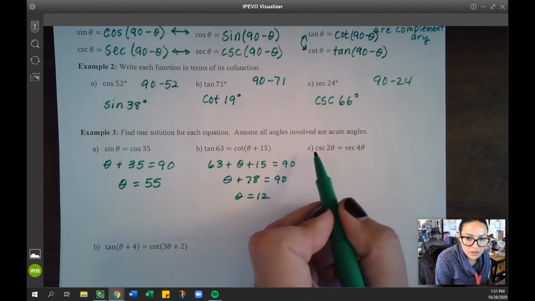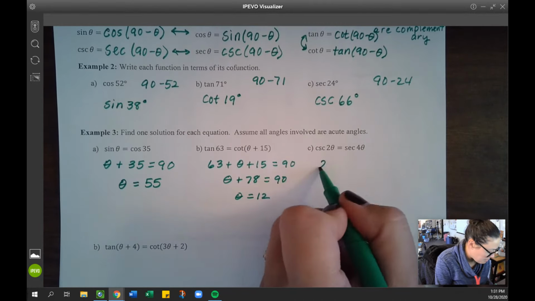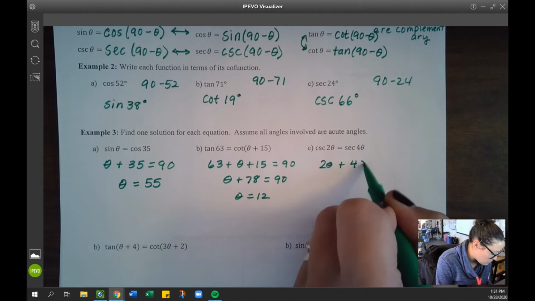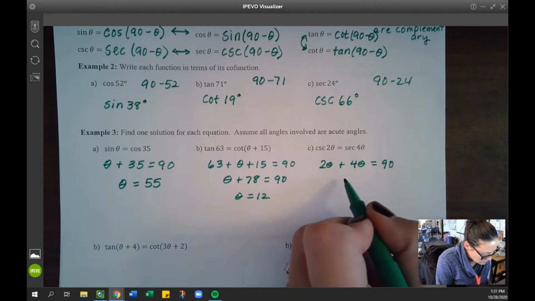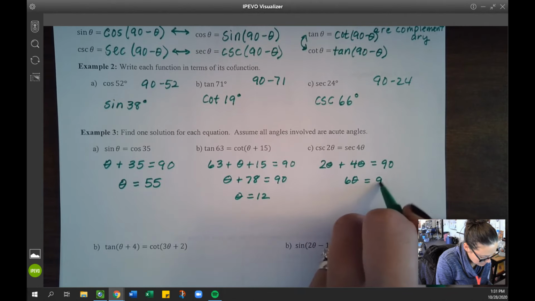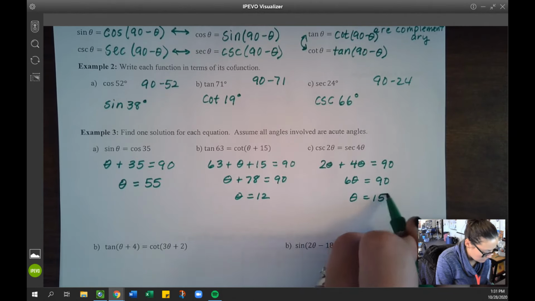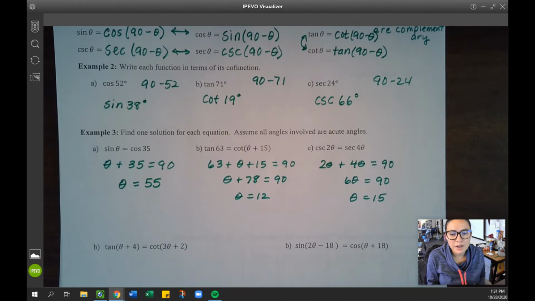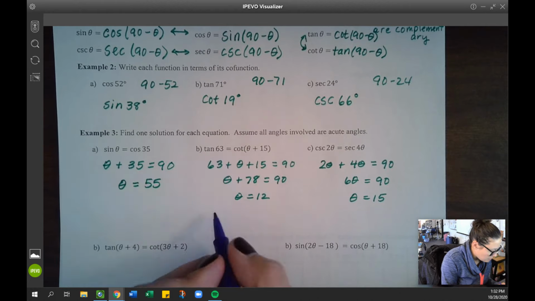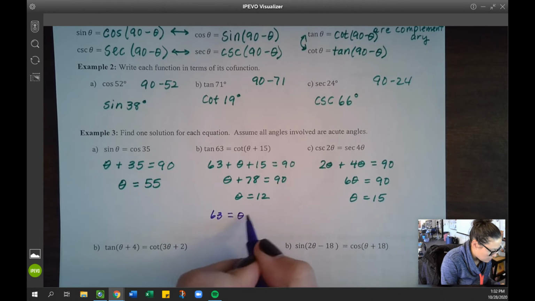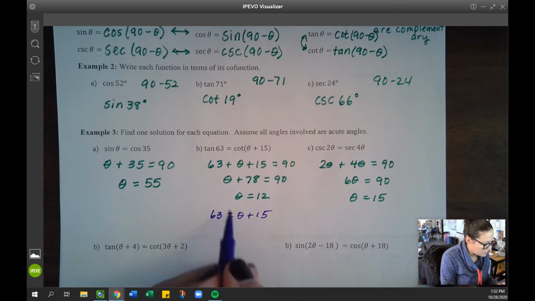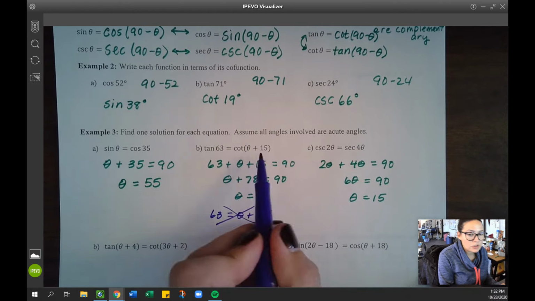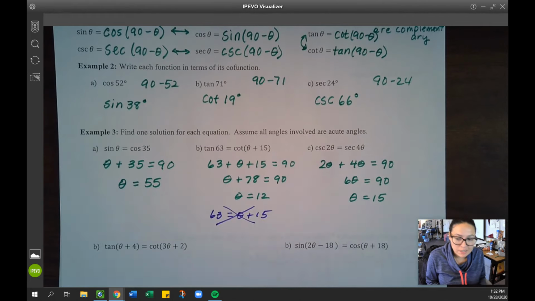Again, same thing. Cosecant and secant are cofunctions, which means 2 theta plus 4 theta equals 90. So theta equals 15. Now, one mistake that I see students do all the time is they just say, oh, 63 equals theta plus 15. No, these are not equal to each other. They are complementary. They're going to add to 90 degrees.